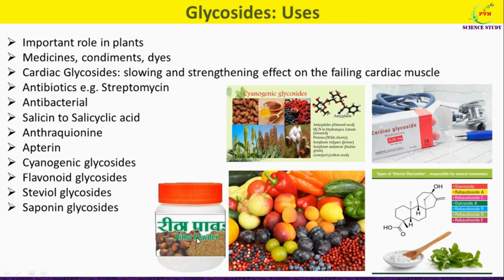Saponin glycosides found in licorice have medicinal value. They are used as expectorant as well as show anti-inflammatory effects. Saponins are widely distributed glycosides in plants and lower the surface tension of water, thereby acting as cleansing agent and detergent. A very common example is Rita. So this is the Rita powder.